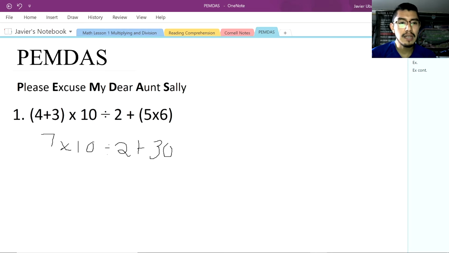Now you move on to the next one, which is E, exponent. Do we have any exponents? No, we don't. Multiplication. Do we have multiplication? Yes, we do. So 7 times 10 is 70. Correct. Then you can write the rest. Every time you do something, you just write the rest. Okay? Plus 30.